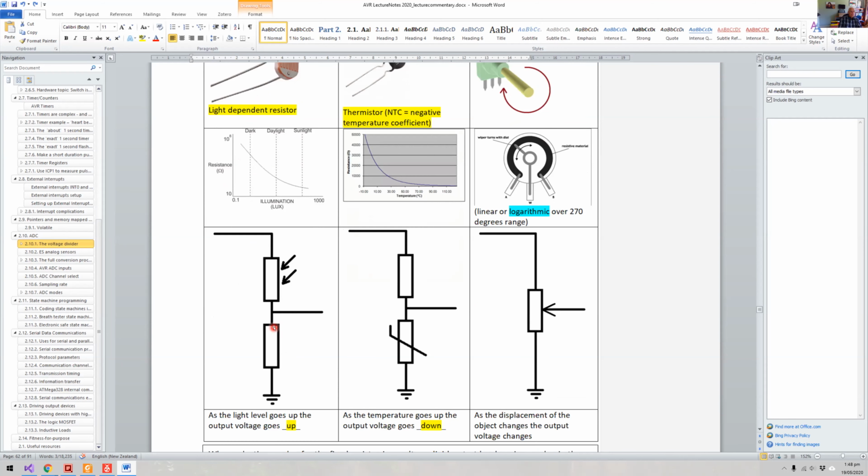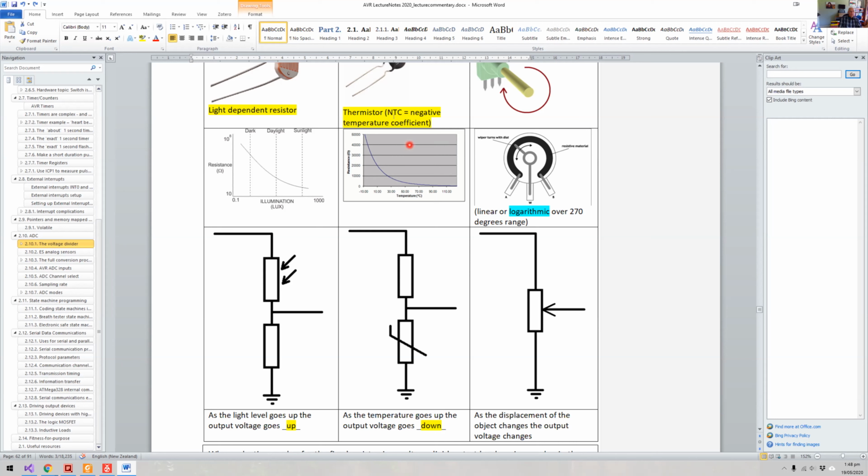And of course, what that means here is that as the light level goes up, this resistance value goes down, then this voltage here will rise, okay? So therefore the output voltage will go up as the light level increases.